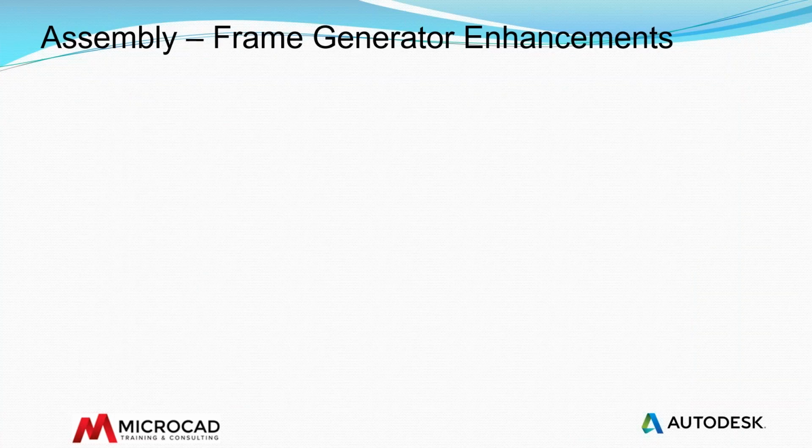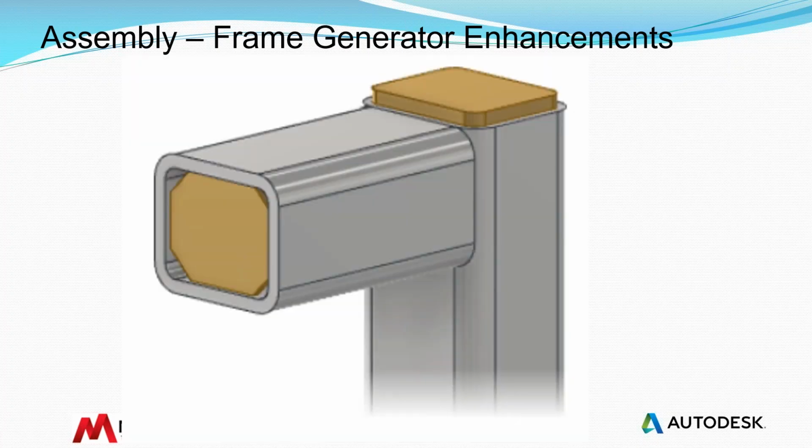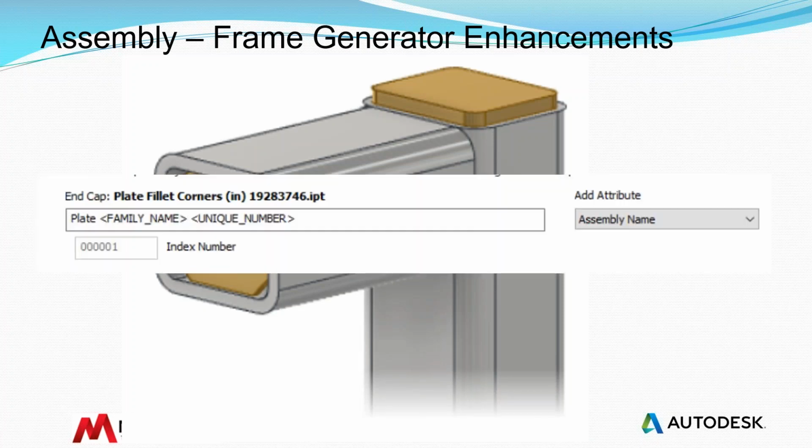So we'll now focus on enhancements made to the assembly environment, and Autodesk has placed an emphasis on updating the frame generator. End caps, finally. This has been a much requested feature, and Autodesk has delivered. Autodesk introduced the file name and defaults for the frame generator components with the update 2019.2, and with 2020, it has included the end caps with the ability to automatically file name and file name defaults.